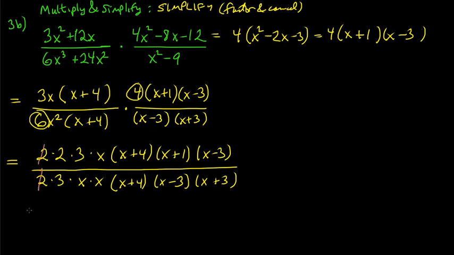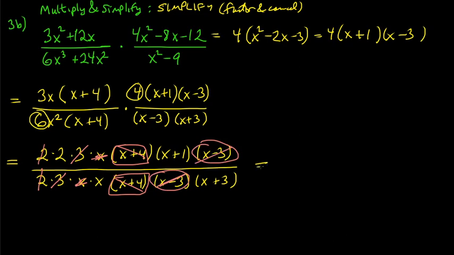2 divided by 2 is 1. 3 divided by 3 is 1. X divided by x is 1. X plus 4 divided by x plus 4 is also 1. And x minus 3 divided by x minus 3 is also 1.